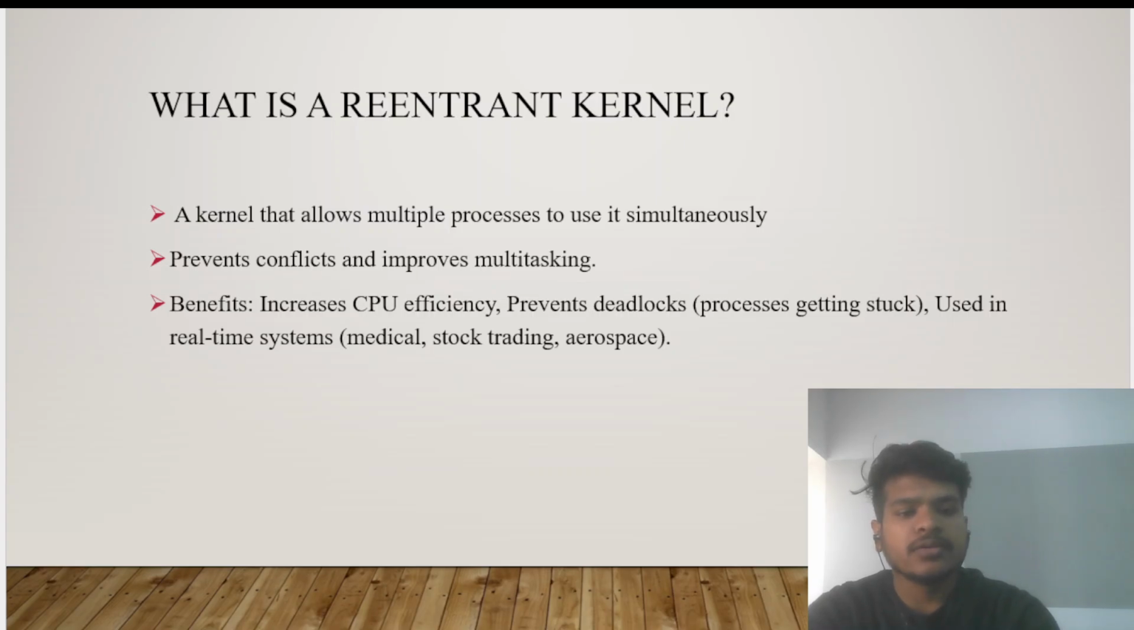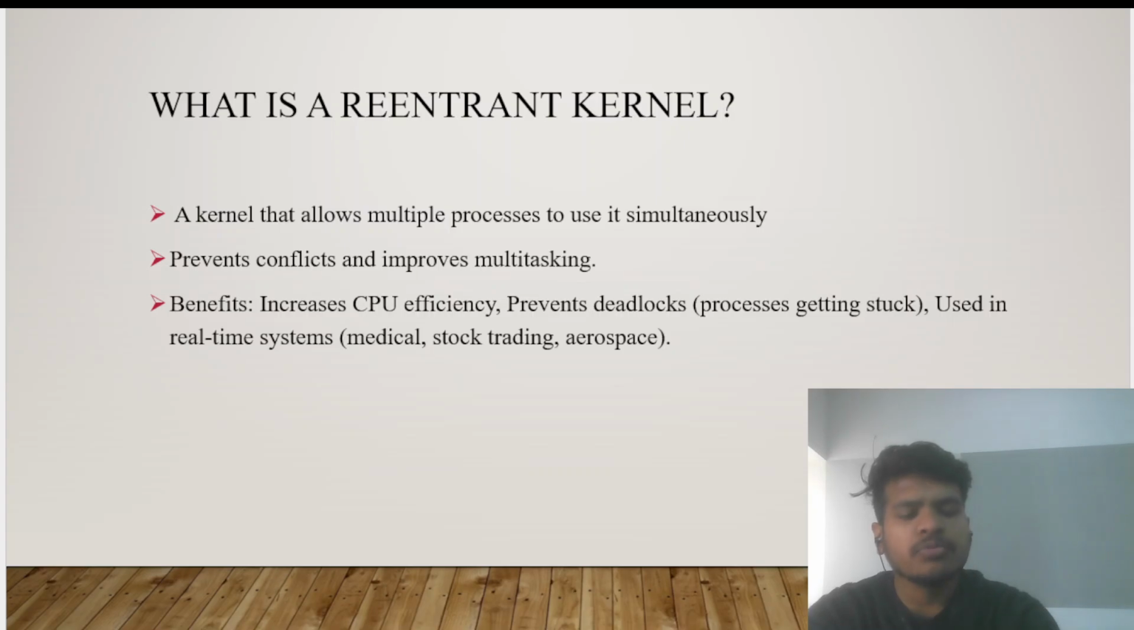Think of it like a multi-lane highway. Multiple cars can use it at once without causing traffic jams. Like one car can come from the right side and another from the left side, but it will not cause any traffic jams. That is an example of a reentrant kernel. A reentrant kernel allows multiple programs to function at the same time. It also ensures that there is no conflict between all the processes that are involved. It also helps us in efficient multitasking.